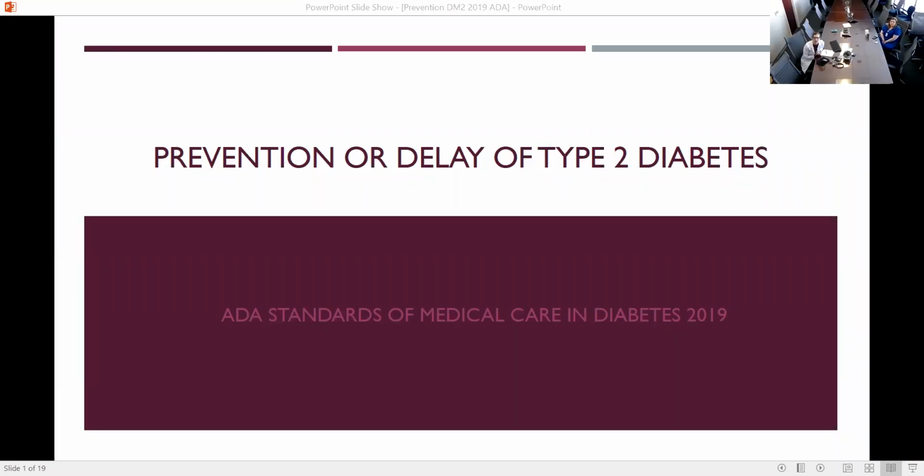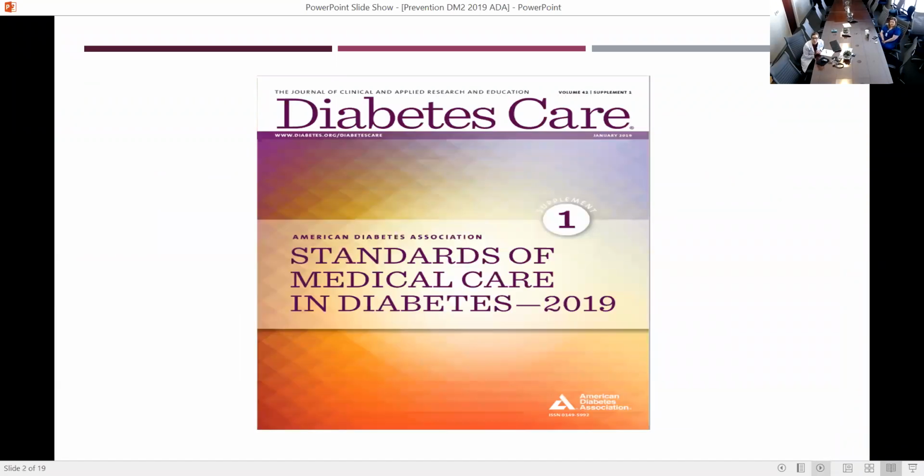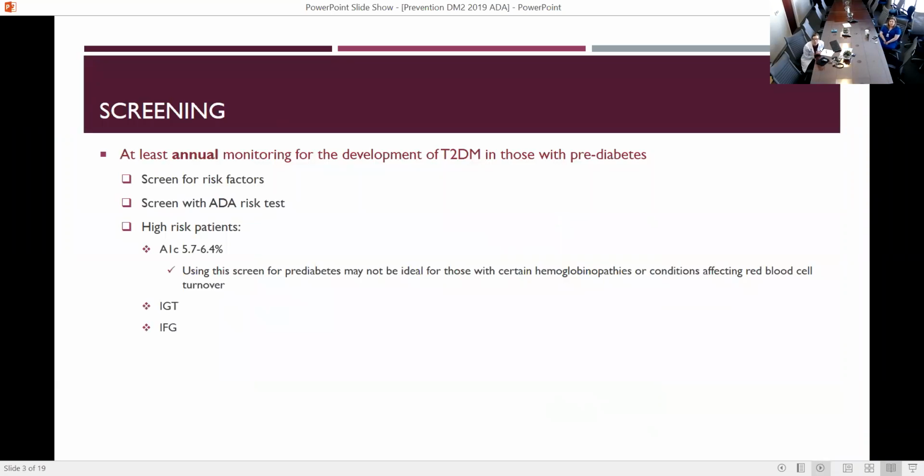Okay. So I'm just doing a quick presentation on the ADA Standards of Medical Care from 2019 on treating patients to prevent or delay them from getting type 2 diabetes. And this is just what the front page of the ADA looks like, just for reference for you.